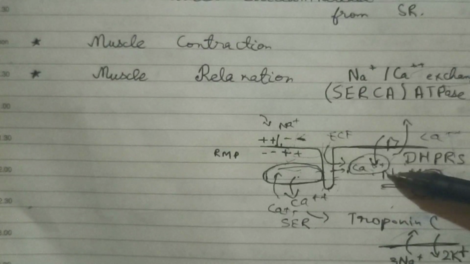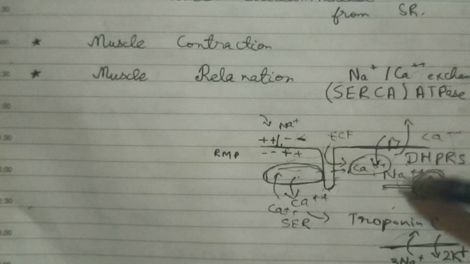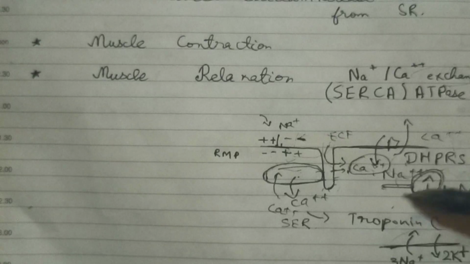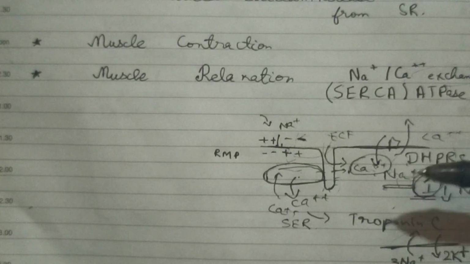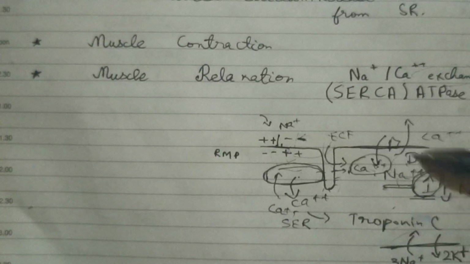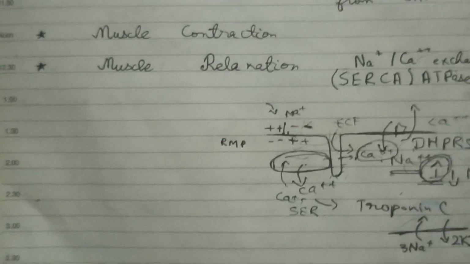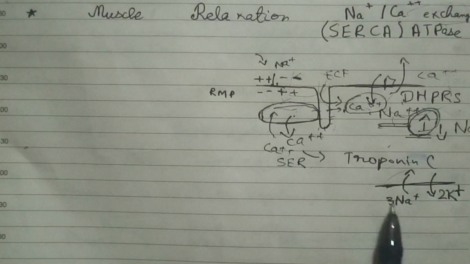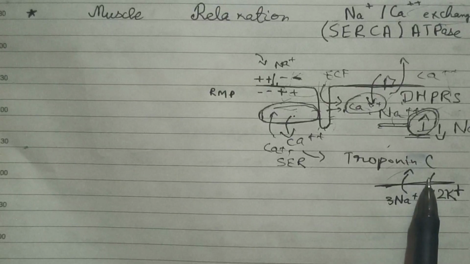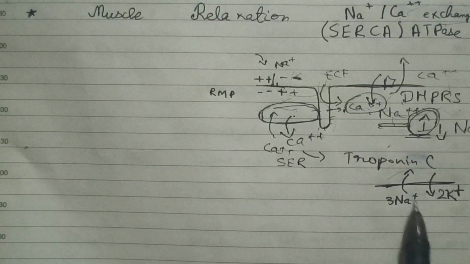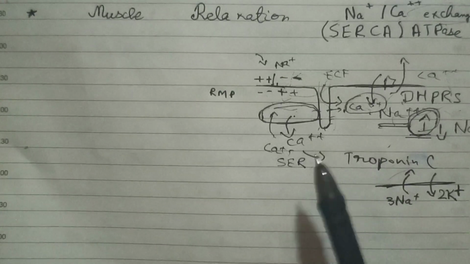Now you will be thinking, if this mechanism is employed to remove calcium, there will be increased amount of sodium in the intracellular fluid, and it will of course cause problems. So to remove the sodium ions from the intracellular fluid, there is another mechanism which is known as the sodium potassium ATPase pump. It will pump 3 sodium ions outside the cell and 2 potassium ions inside the cell, and thus calcium will be removed from the intracellular fluid and muscle relaxation will take place.